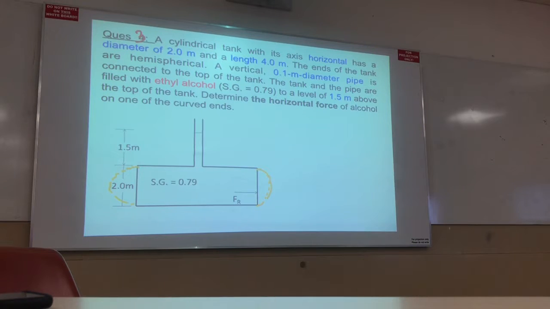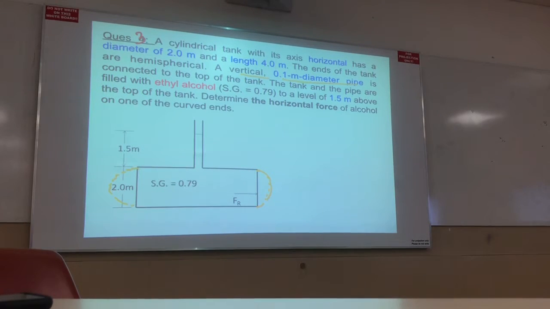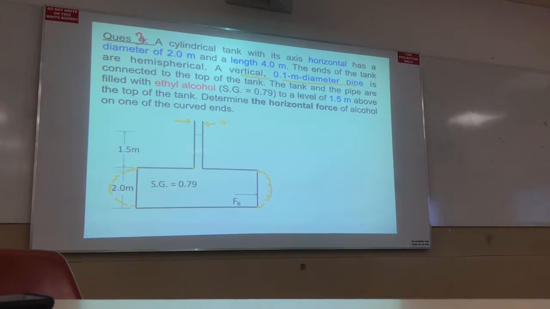Okay, something like this. A vertical 0.1 meter diameter pipe is connected to the top of the tank. The tank and the pipe are filled with ethanol. Specific gravity of ethanol is 0.79 to the level of 1.5 meter above the top of the tank. That means the distance from here to here is 1.5. Determine the horizontal force of alcohol on one of the curved ends. Then you have to find the hydrostatic force.